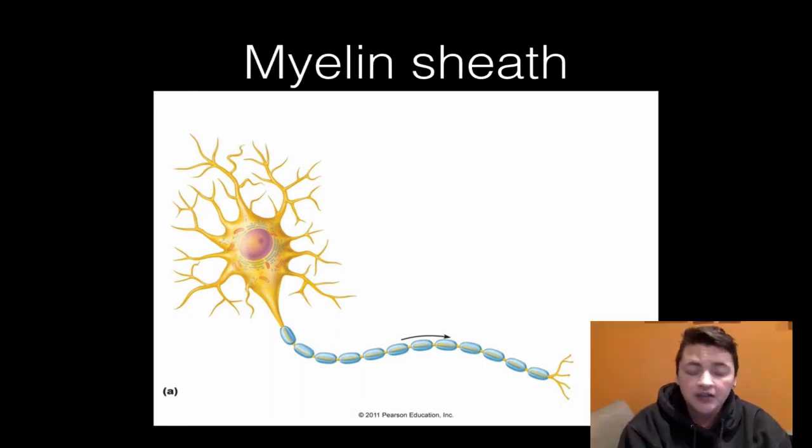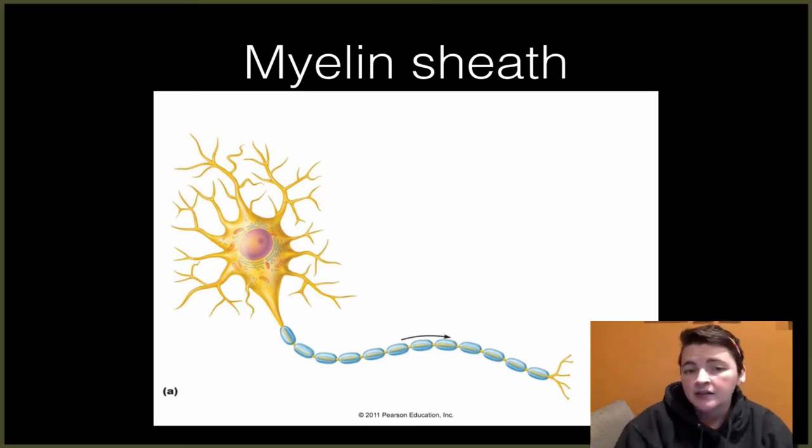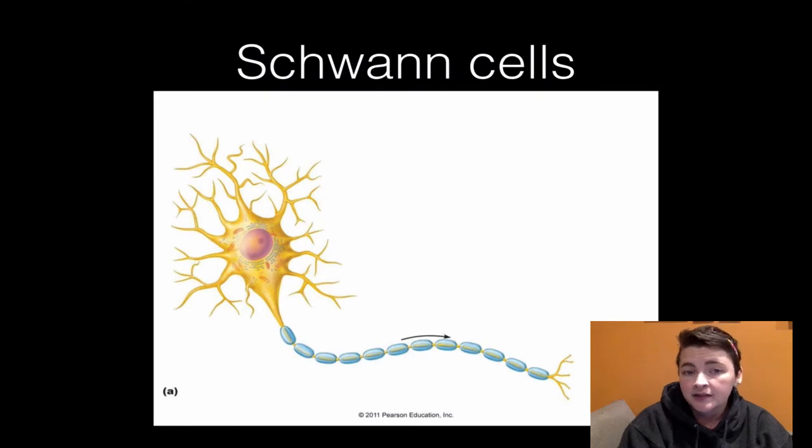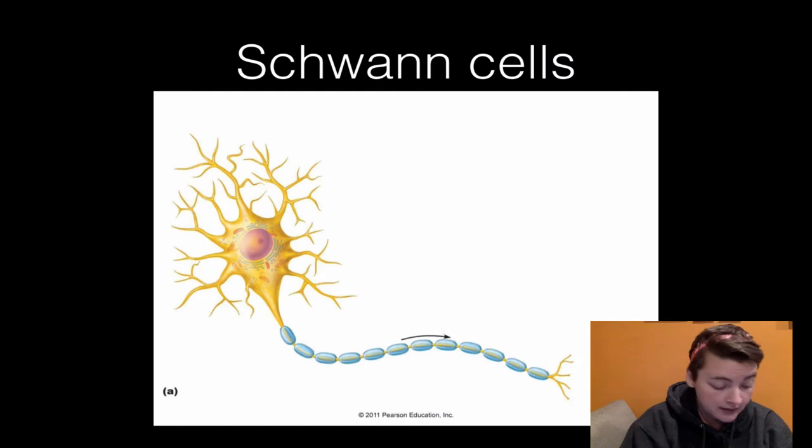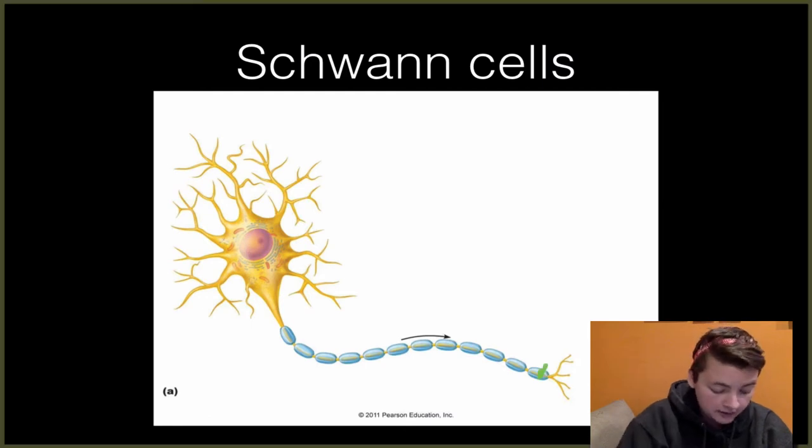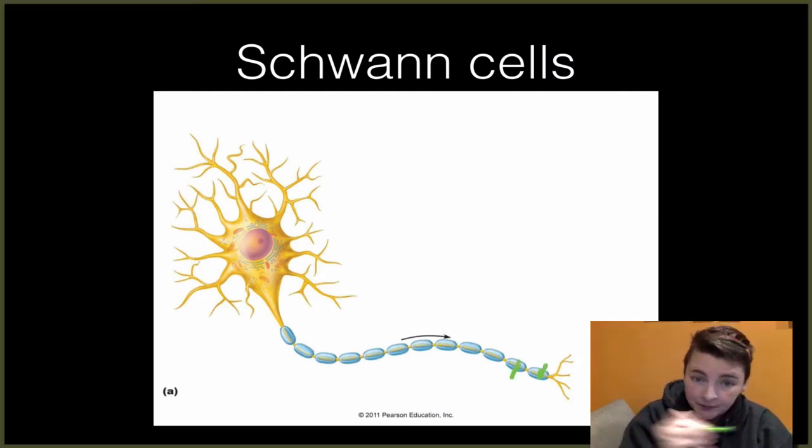The myelin sheath forms around the axon. It's formed from Schwann cells or oligodendrocytes, depending on where you're located. Many of the axons of a neuron are insulated, and that insulation is called the myelin sheath. So these bumps here on the axon make up the myelin sheath. Schwann cells are the cells that actually make up the myelin sheath. These are the Schwann cells here, and they are wrapped around the axon.